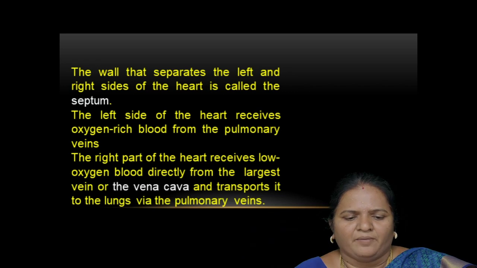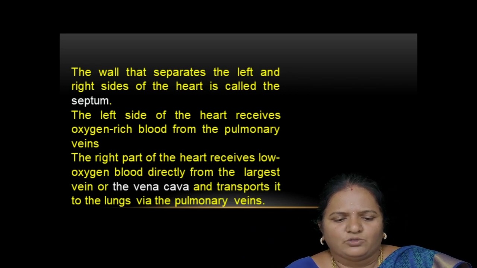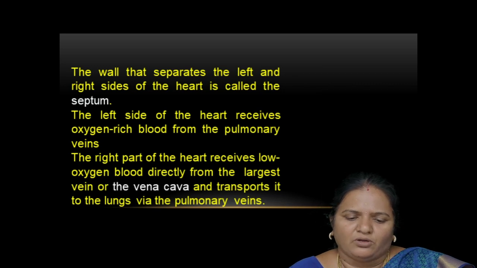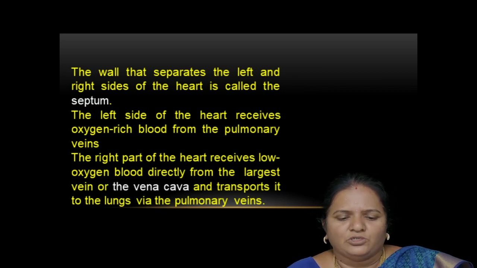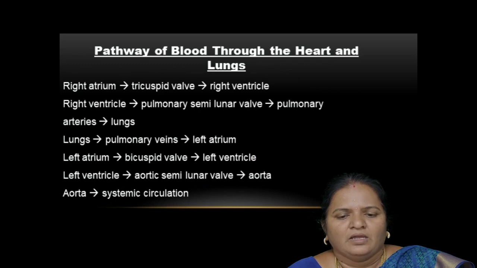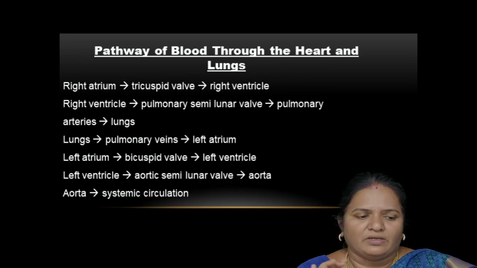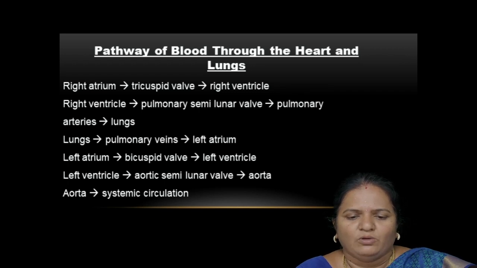That means lungs area. The right part of the heart receives low oxygenated blood, that is impure blood, directly from the largest vein, the vena cava, and transports it into the lungs. This is the pathway of blood. You have to write this flow chart while dealing with this.